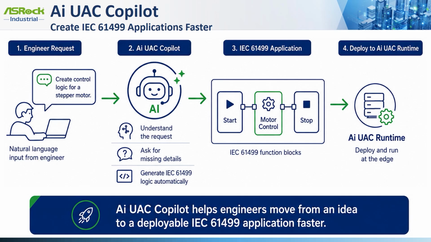For example, an engineer may ask the system to create control logic for a stepper motor. If some details are missing, the Copilot can ask for clarification before generating the application. The application can then be deployed to the AiUAC runtime for execution. So the relationship is clear. AiUAC runs the application. AiUAC Copilot helps engineers create it faster.